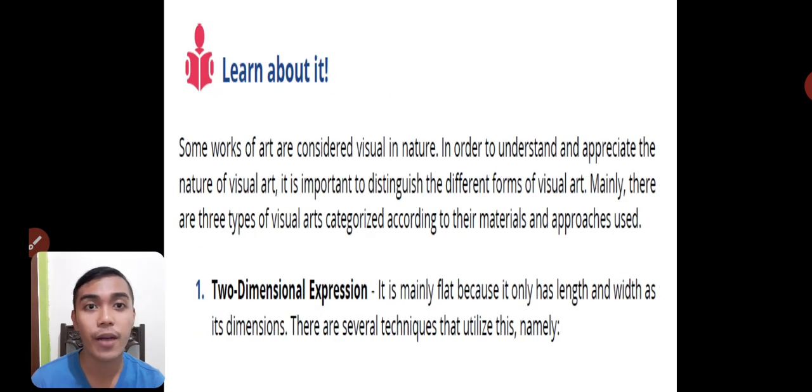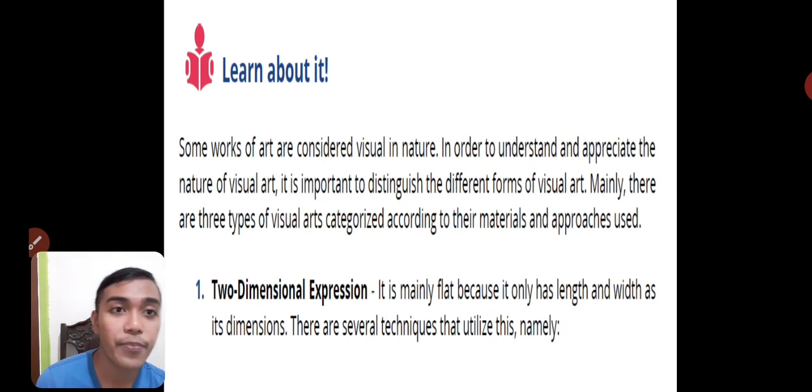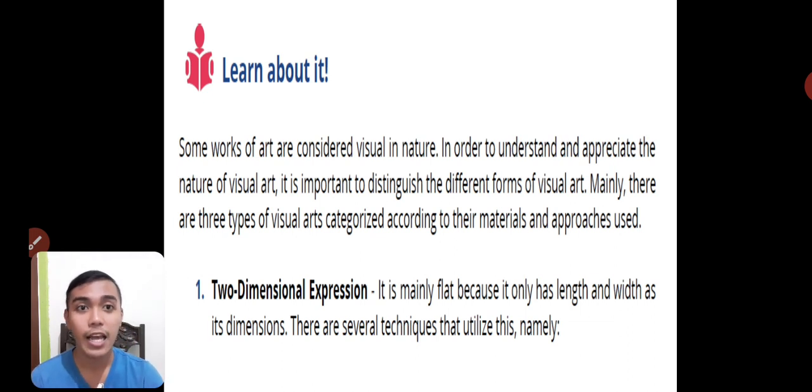So we have here, some works of art are considered visual in nature. In order for us to understand and appreciate the nature of visual art, it is important to distinguish the different forms of visual art. Mainly, there are 3 types of visual arts categorized according to their materials and approaches used. So we have here two-dimensional expression, 2D. It is mainly flat because it has length and width as its dimension only.